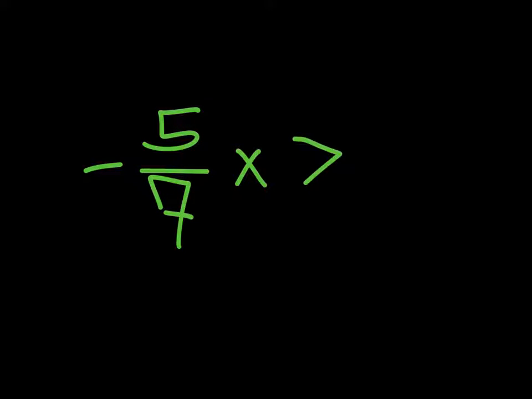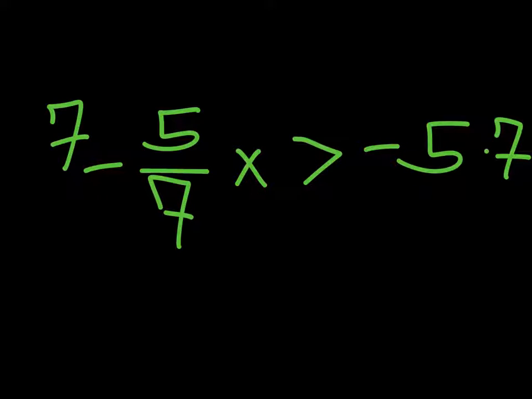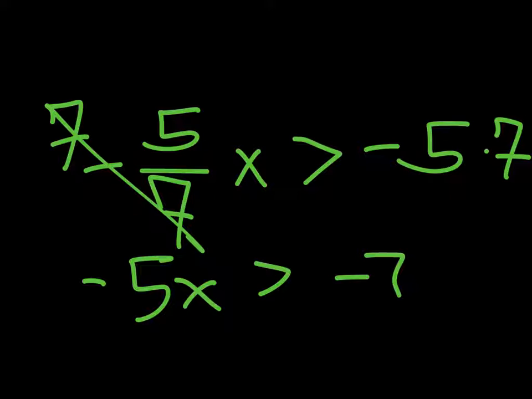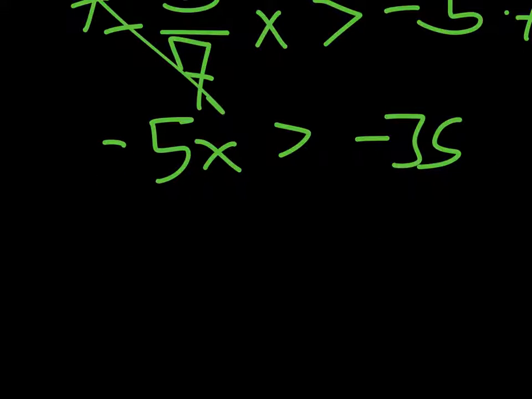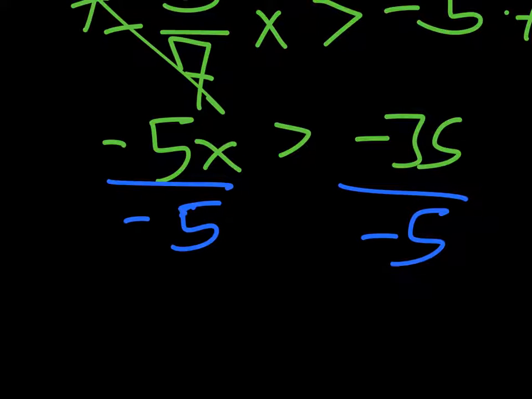Let's do one from the check yourself. Let's say we have negative 5 over 7 x is greater than negative 5. Multiply by 7 on both sides. This cancels. The negative 5x is greater than negative 35, but wait, we still need to get rid of this negative 5, right? So we divide by negative 5 on both sides.